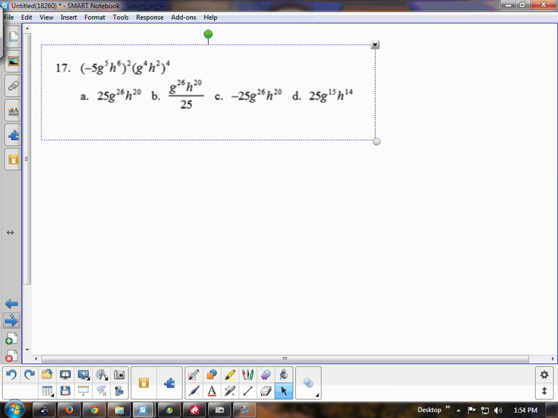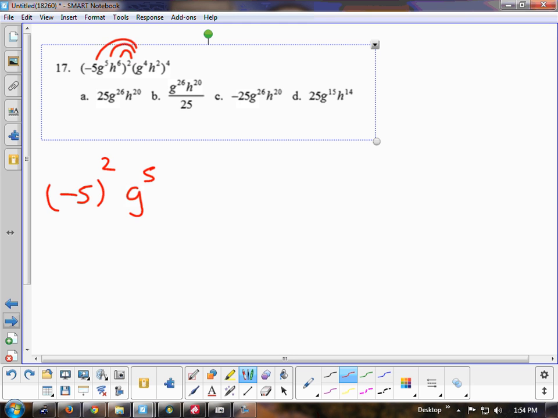Number 17 looks very messy. Be careful. This 2 has to go here, here, and here. So this is negative 5 squared. G to the 5 to the 2 is 5 times 2. H to the 6 to the 2 is 6 times 2. Then we're going to multiply it by this one here, but this will get distributed there. So G to the 4 times 4. H to the 2 times 4.